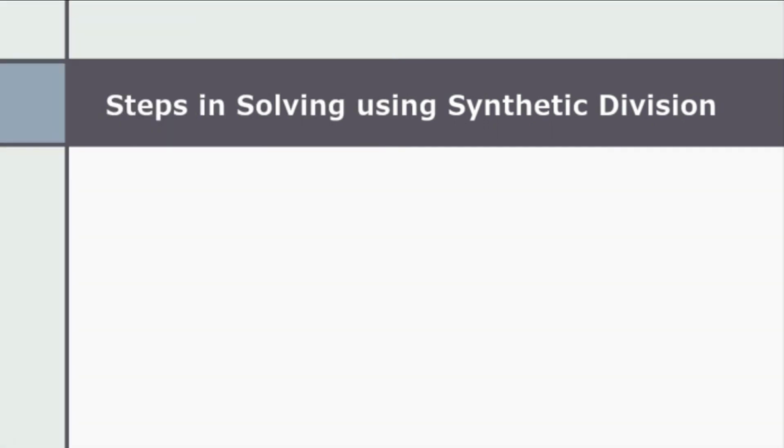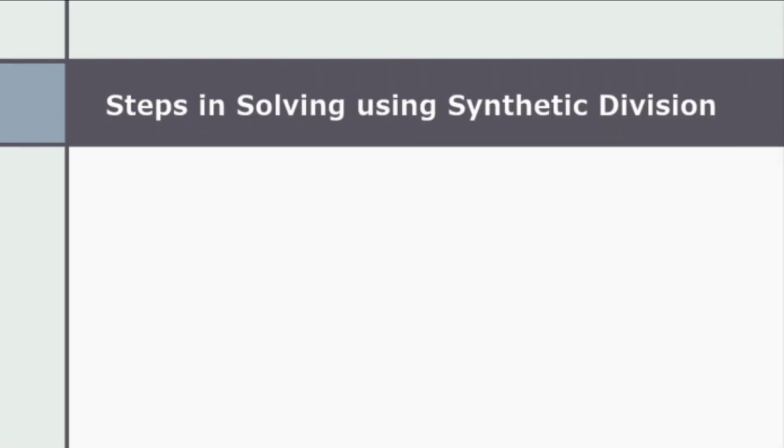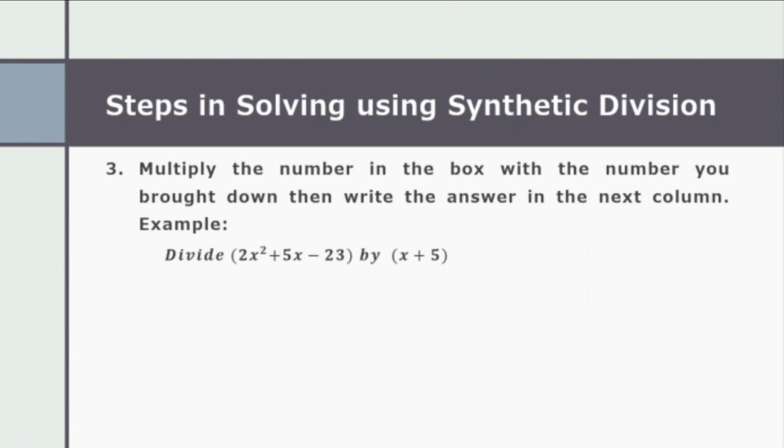Step number 2, bring down the leading coefficient. The leading coefficient is 2. So we bring down 2. Step number 3, multiply the number in the box with the number you brought down, then write the answer in the next column. So the number that we brought down is 2, and the number that is written in the box is negative 5. So 2 multiplied to negative 5 is equal to negative 10. So we write negative 10.